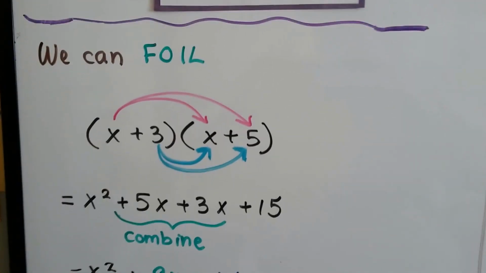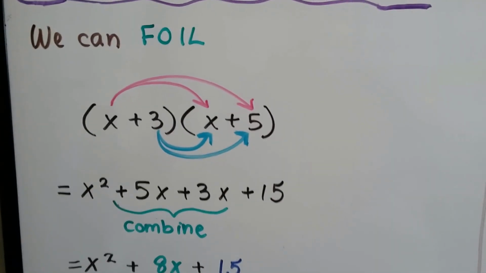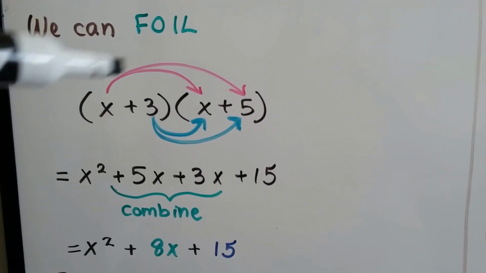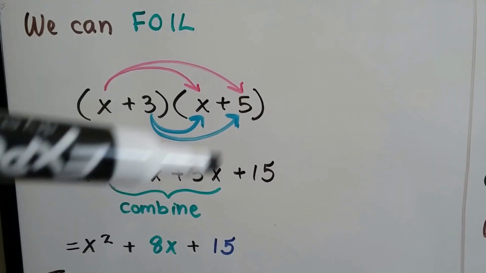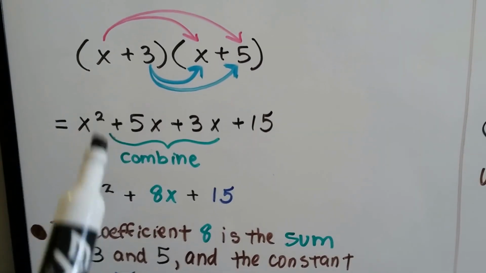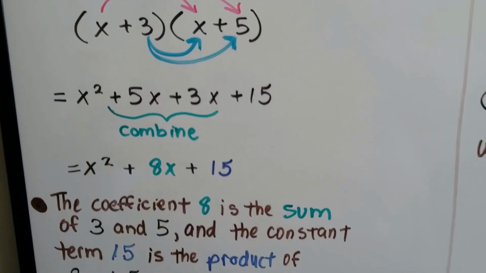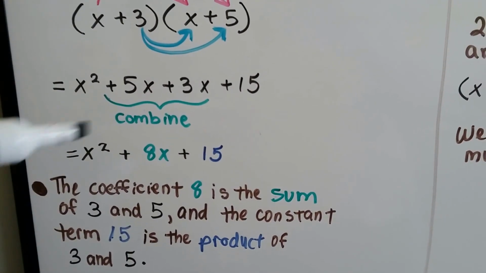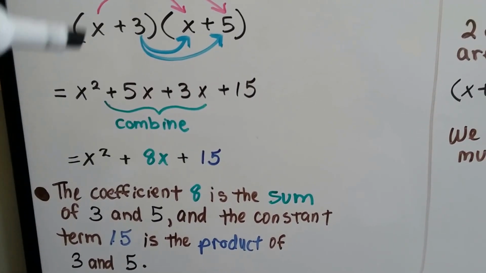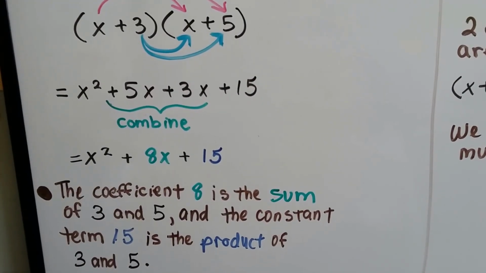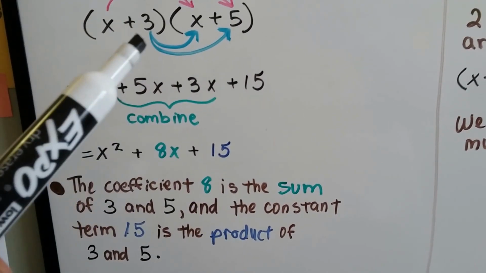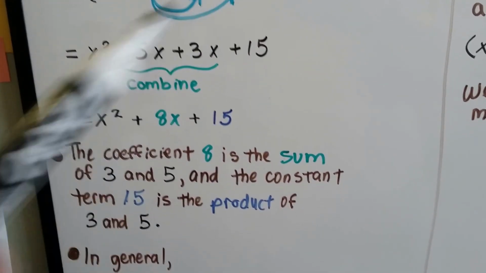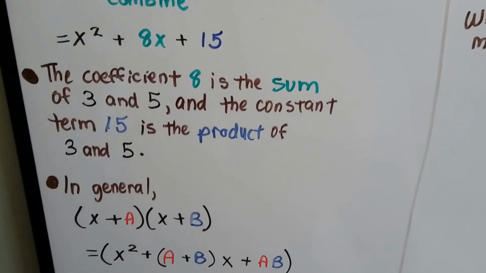We can FOIL. We've got x plus 3, x plus 5. When we FOIL this, we get x² plus 5x plus 3x plus 15. We combine the two center terms and get an 8x, and the coefficient 8 right here is the sum of the 3 and the 5. And this constant term 15 is the product of the 3 and the 5. If we can remember this, it's going to make our life easy.